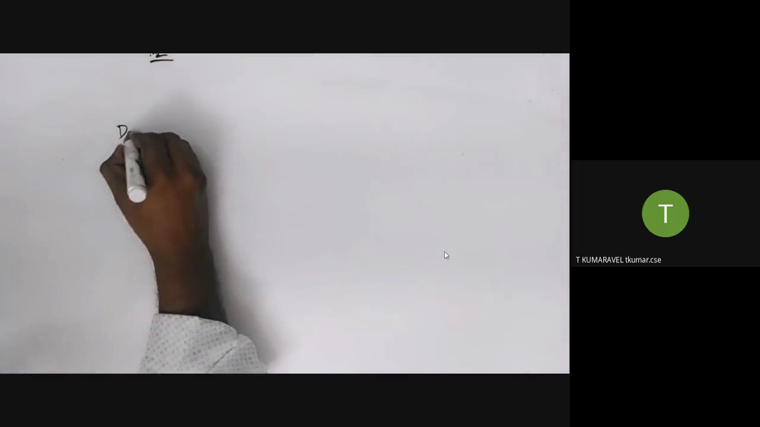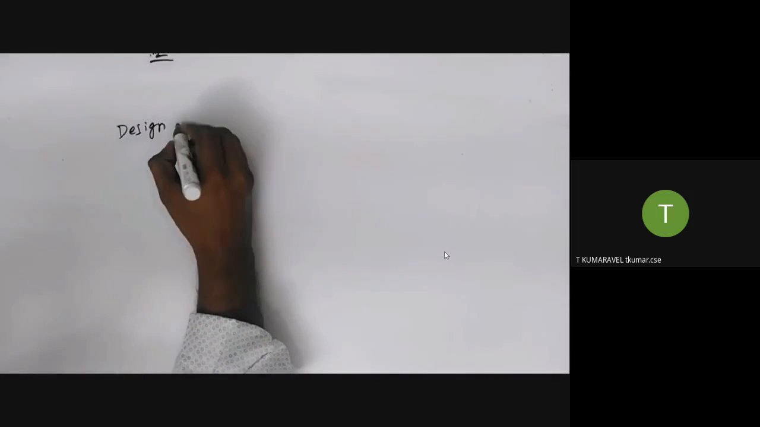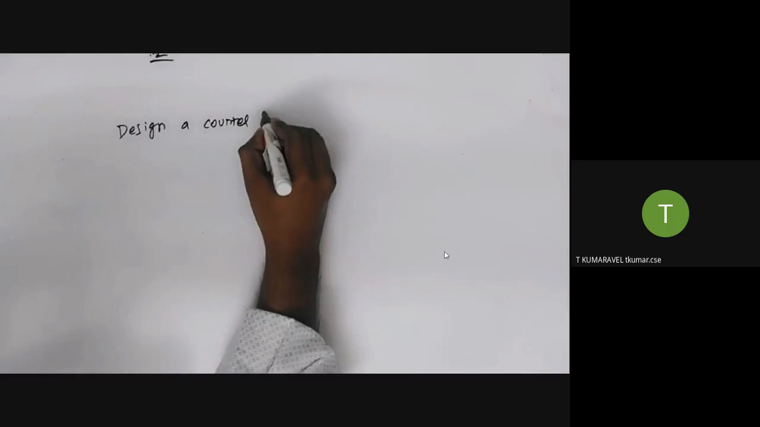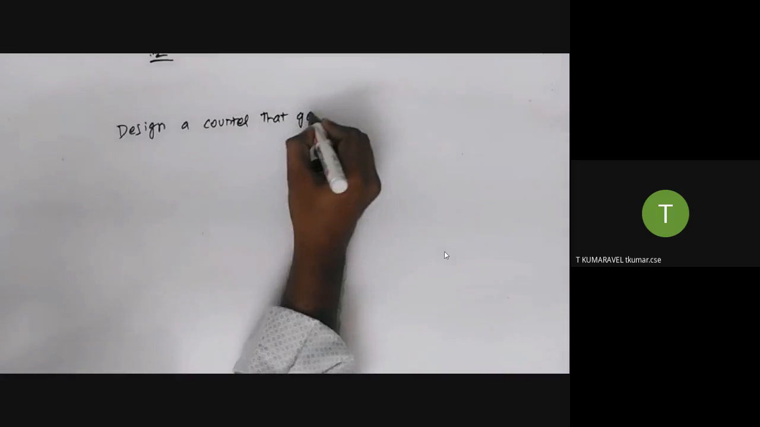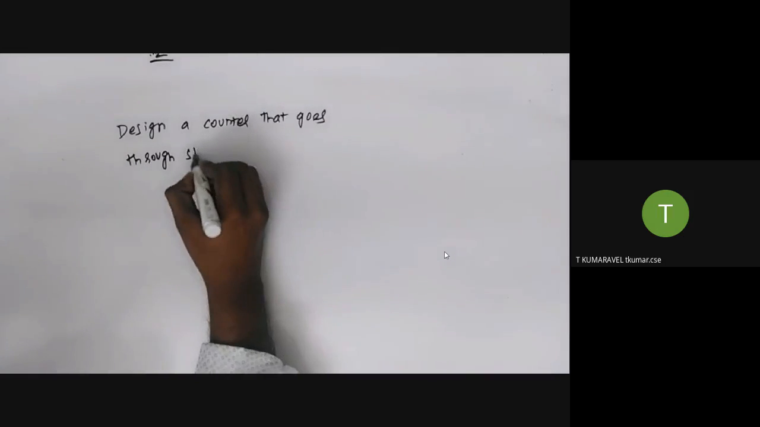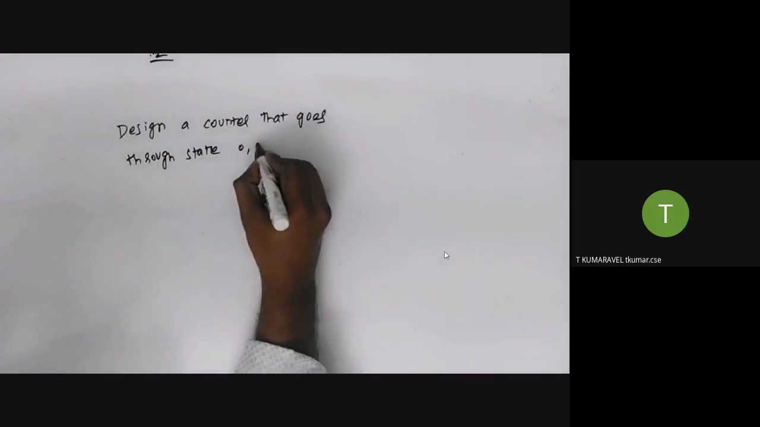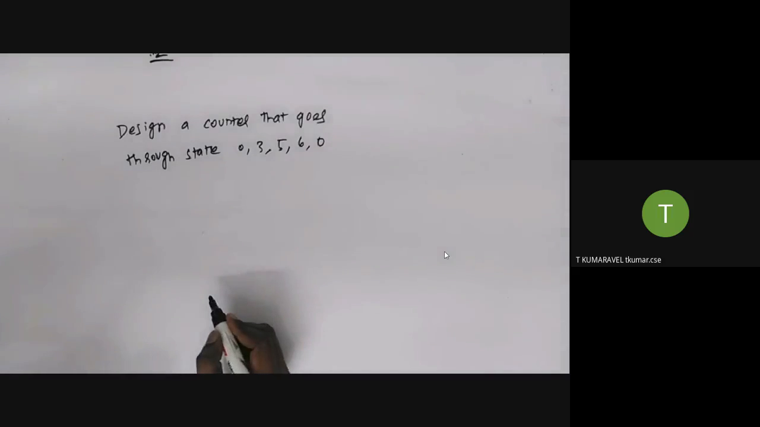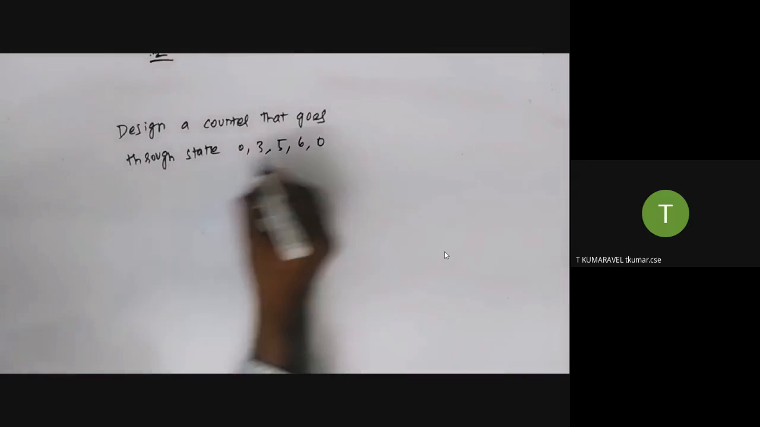Okay, the last one is to design a counter that goes through the states 0, 3, 5, 6, 0. So how do you do that? How many states are available?